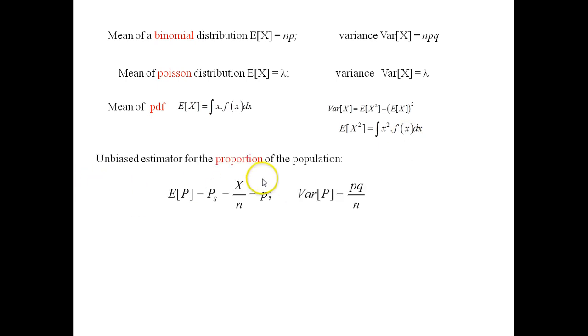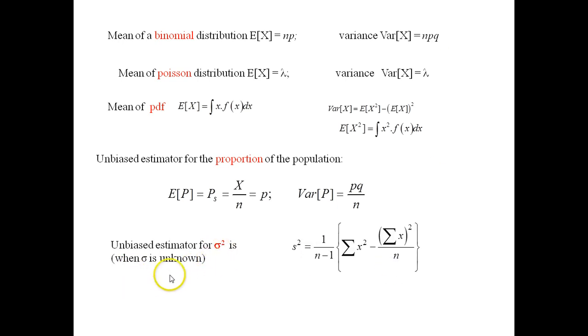For an unbiased estimator of the proportion of the population, so calling that p, it's going to be equal to x over n, the number of successes over the number of tries, which is little p. And the variance of the proportion is pq over n. Compare that to the variance of the binomial.